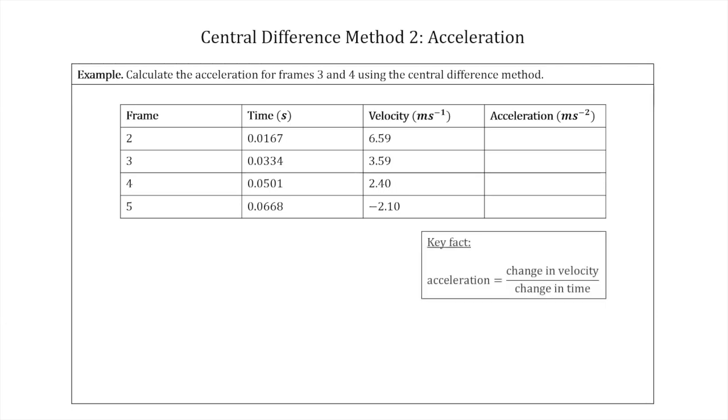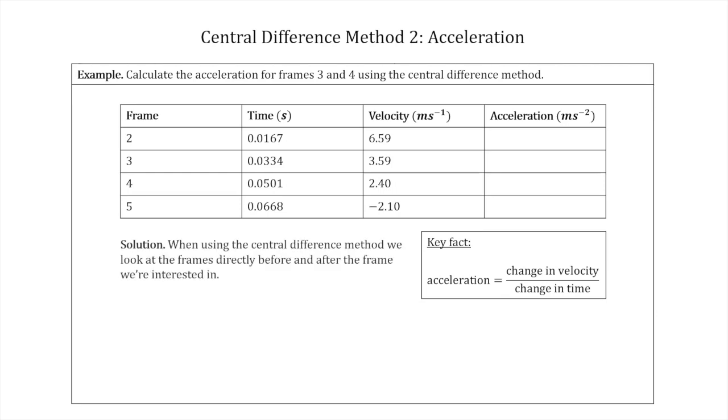And we do that using the key fact that acceleration is just the change in velocity over the change in time. So that's just a general definition. When we talk about acceleration, we mean how much did the particle's velocity change over a given time period. That is its acceleration. But when using the central difference method, just like we said in the previous video, we're only concerned with the information from the frame directly after and directly before the frame we're looking at.